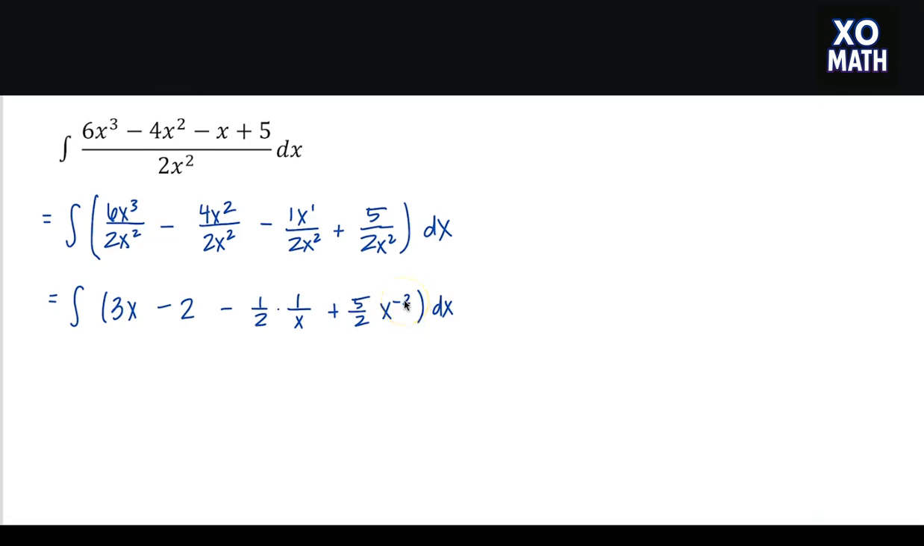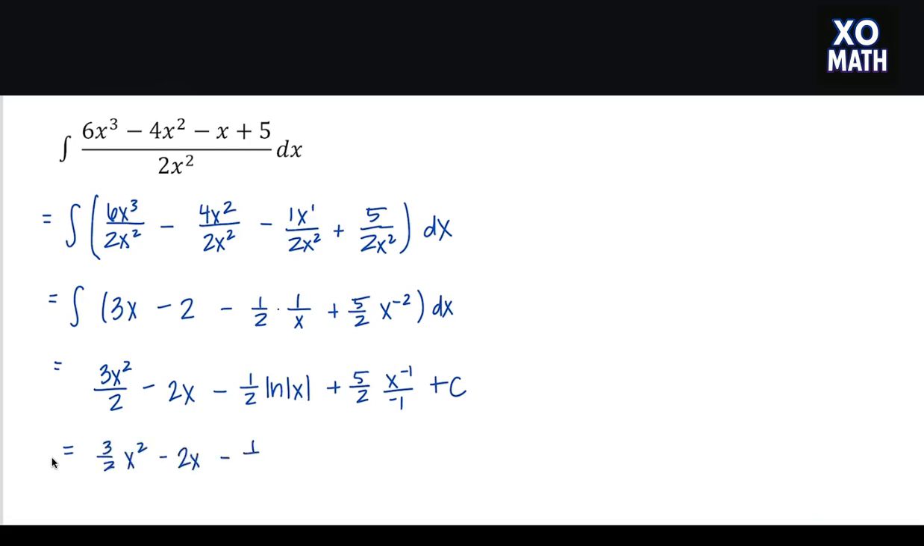So now I am set up to find the antiderivative of each term. And so the antiderivative of 3x is going to be 3x squared over 2 minus the antiderivative of just the constant 2 will be 2x minus 1/2 natural log of the absolute value of x. And then I have plus 5/2 x to the negative 1 over negative 1 plus c. So we'll add 1 to negative 2, negative 1, divide by negative 1. And then we can really just simplify this last term a little bit. So we'll have 3/2 x squared minus 2x minus 1/2 natural log absolute value of x minus 5 over 2x plus c.